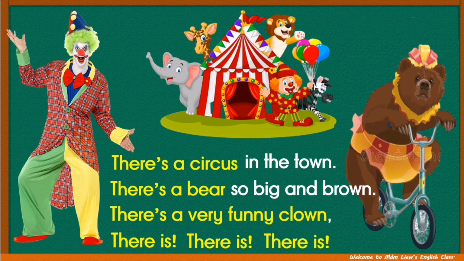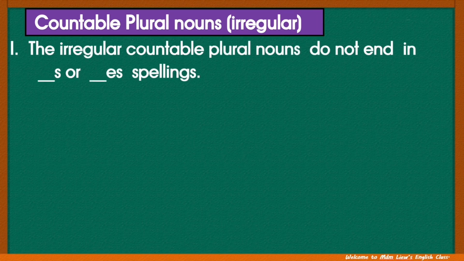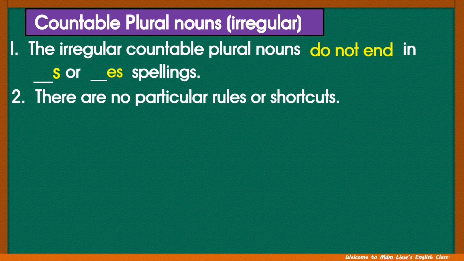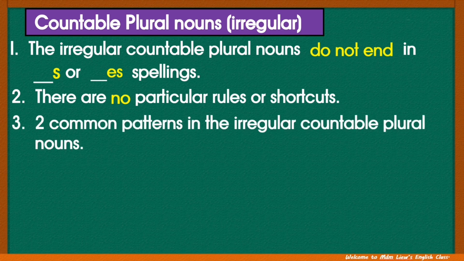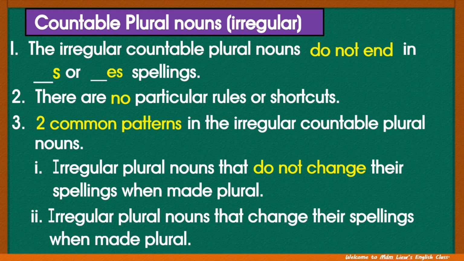Now, let's learn about the irregular forms in countable plural nouns. Number 1. The irregular countable plural nouns do not end in s or es spellings. Number 2. There are no particular rules or shortcuts as in the regular form. Number 3. There are two very common patterns in the irregular countable plural nouns. First pattern, irregular plural nouns that do not change their spellings when made plural. Second pattern, irregular plural nouns that change their spellings when made plural.